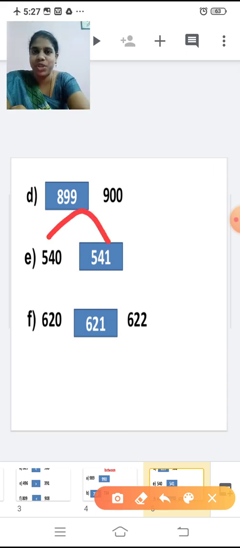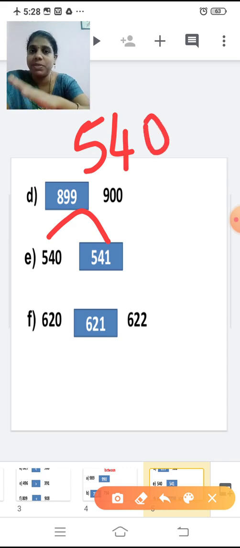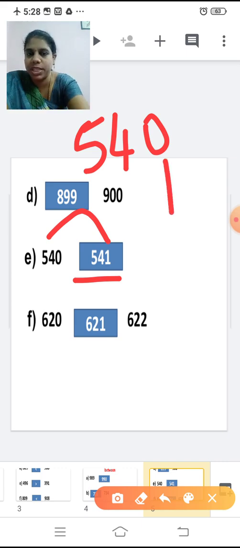Next one, after number. You're going to write the after number. What comes after 540? Now tell me what number comes after 540. After 540, 541, right? Or else you can add 1 to this number also. 0 plus 1, 1. So 541.